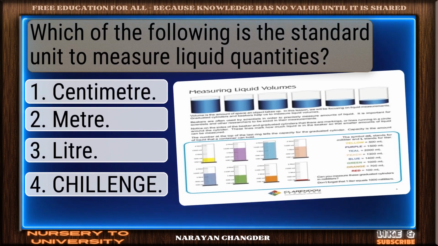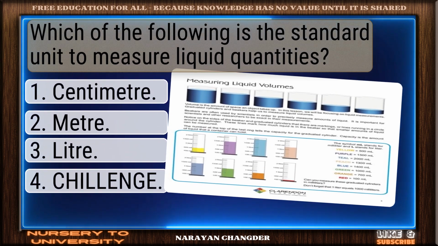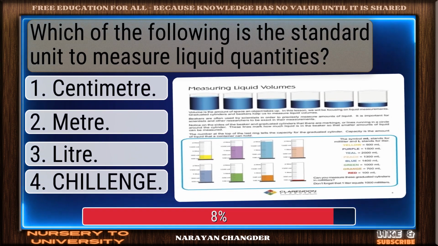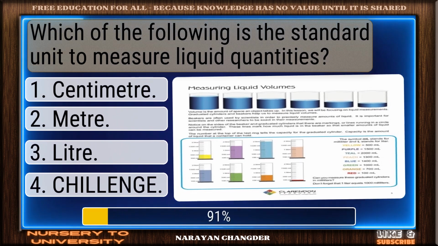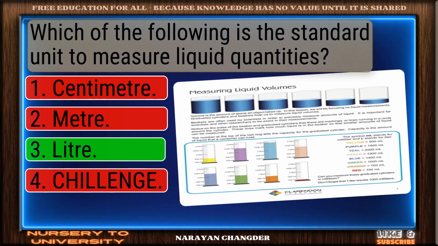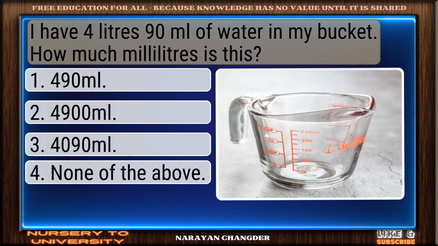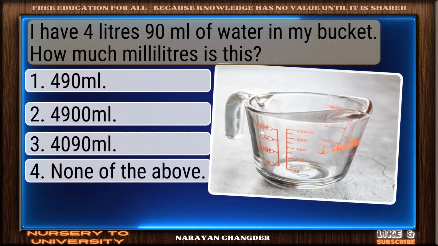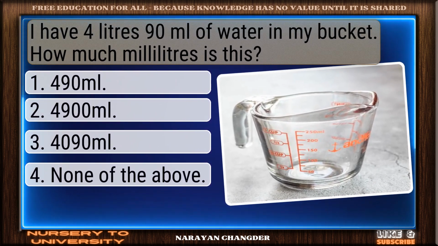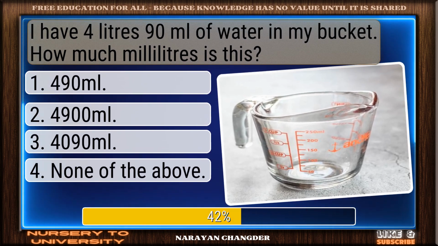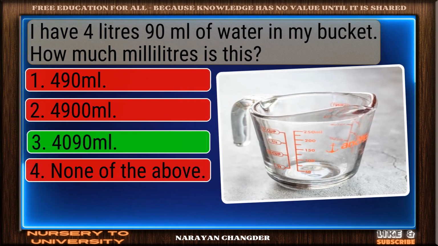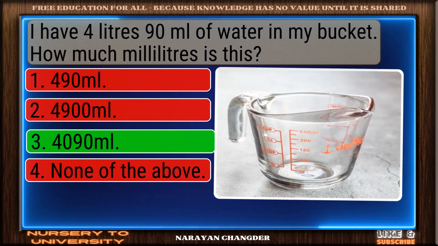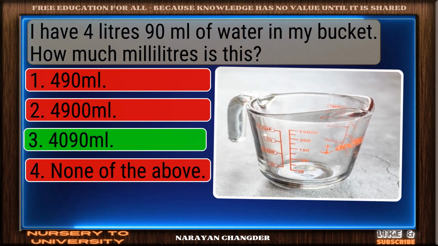Which of the following is the standard unit to measure liquid quantities? Great job. Liter is the accurate answer. I have 4 liters, 90 ml of water in my bucket. How many milliliters is this? Excellent choice. 4.9 ml is the right answer.